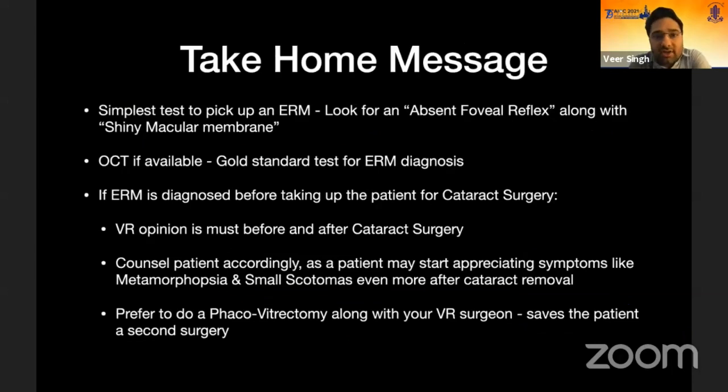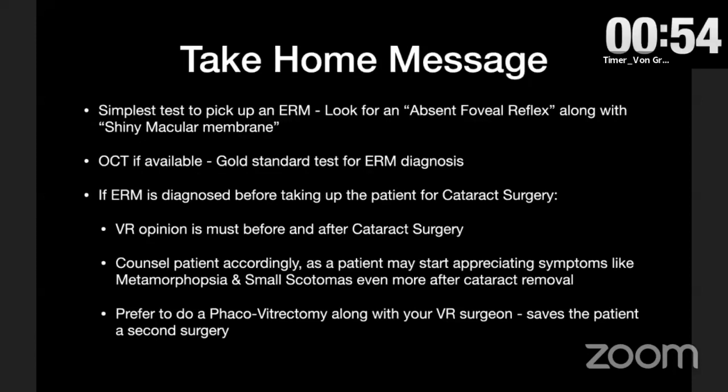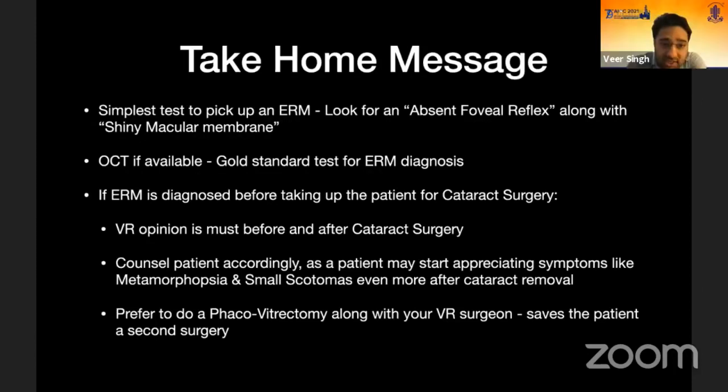So with that, I'd like to give a take-home message. The simplest test to pick up an ERM is to look for an absent foveal reflex and a shiny macular membrane. If OCT is available, that's the gold standard test for ERM diagnosis. If ERM is diagnosed before taking the patient for a cataract surgery, a VR opinion is a must before and after surgery. Counsel the patient accordingly, as a patient might start getting more symptomatic because of symptoms of metamorphopsia and micropsia once the vision improves after cataract removal. And prefer to do a phacovitrectomy along with your VR surgeon, saves the patient a second surgery.